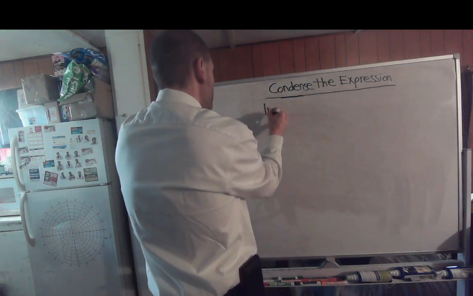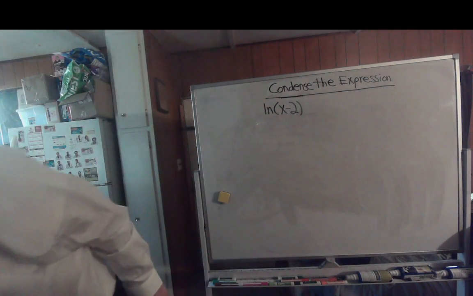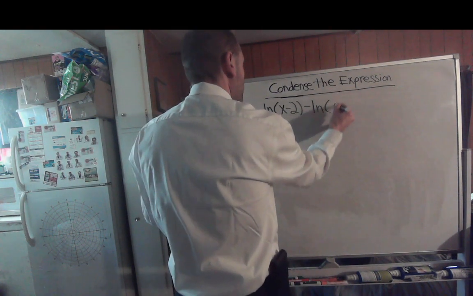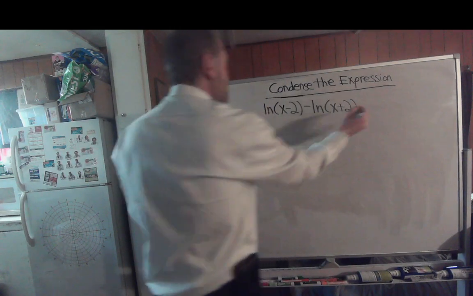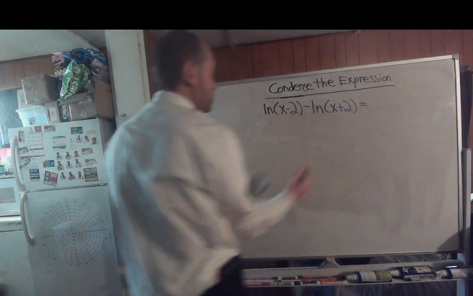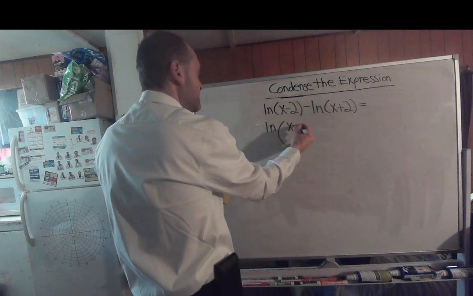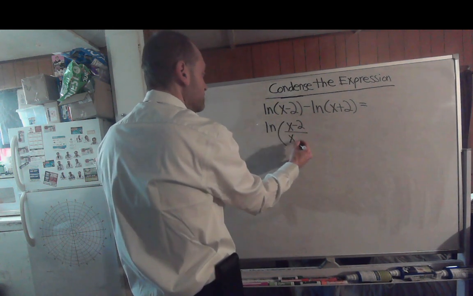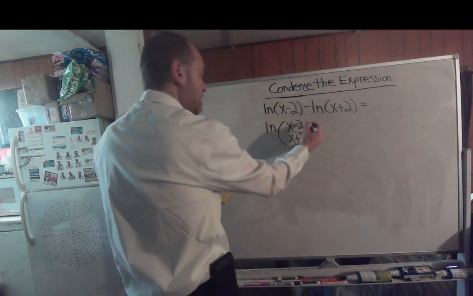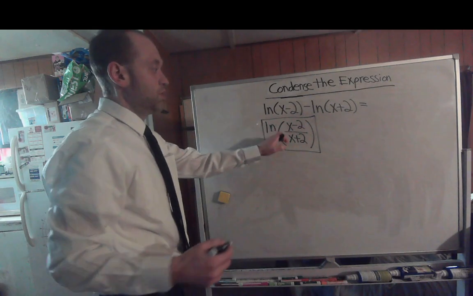Alright. The natural log of x minus 2 minus the natural log of x plus 2. We just have a straightforward difference of two logarithms, so you'll just apply the quotient rule. This would become the natural log of x minus 2 all over x plus 2. That would be what we would get, the natural log of x minus 2 over x plus 2.